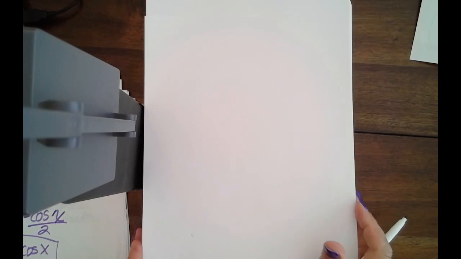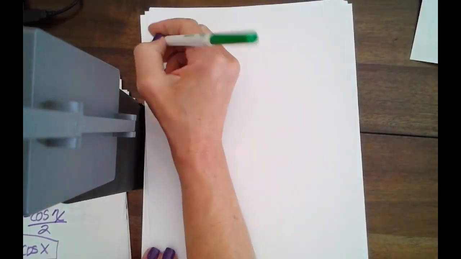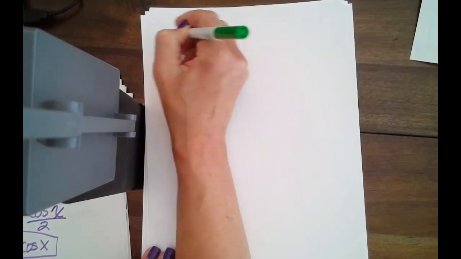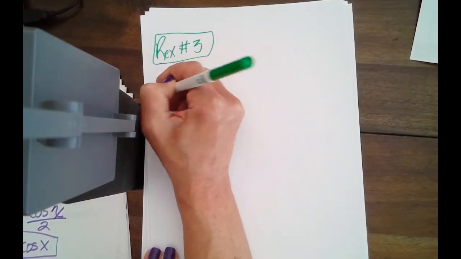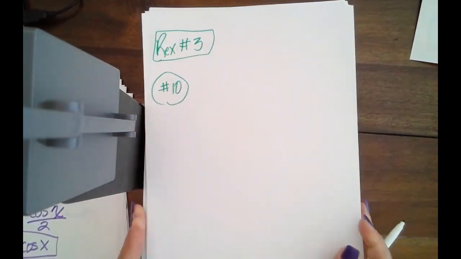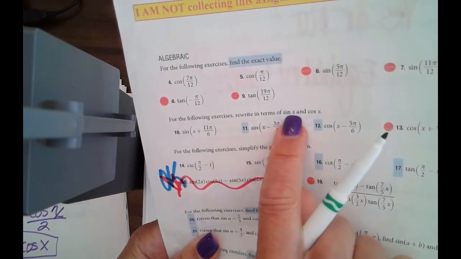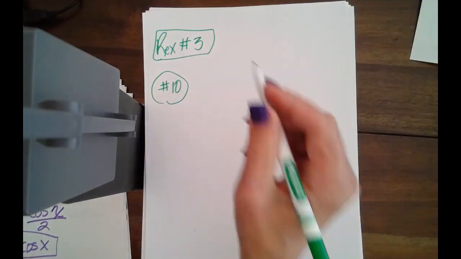Okay, I'm going to take number 10 now. Number 10 from the same section. This is like Rex number 3. Remote example. And this is number 10 on the highlighted sheet. Okay, and just to make sure I know what the instructions are for number 10, it says for the following exercises, rewrite in terms of sine of x and cosine x. So that's what we're going to do. All right, in terms of sine of x and cosine of x.